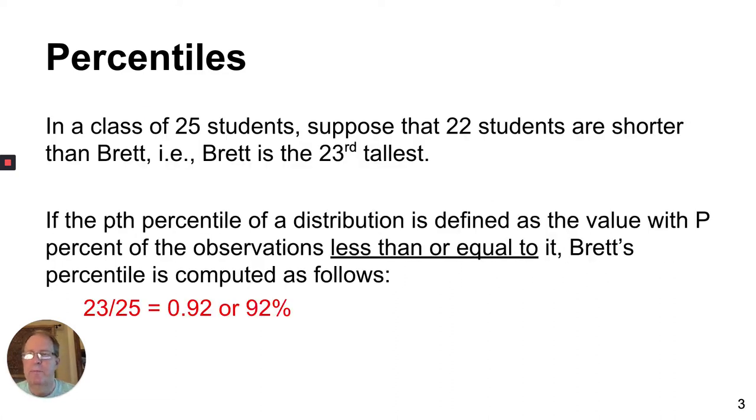Here's an example. In a class of 25 students, suppose that 22 students are shorter than Brett. That is, Brett is the 23rd tallest. That means that Brett's percentile is computed as 23 divided by 25, which is 0.92. Since he is the 23rd tallest, we do count him. So there's 23 out of 25 that are equal to his height or less. So he is at the 92nd percentile.